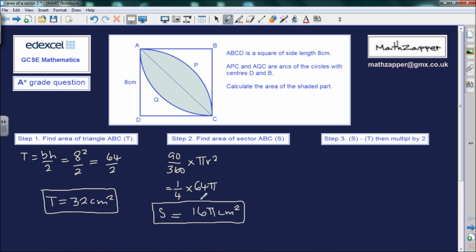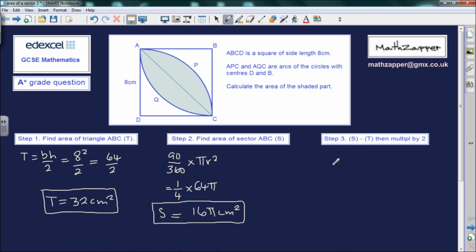In step 3, we have to subtract the first part, T, from the second part, S, and then multiply it by 2. The reason for that is in step 1 we found the area of this triangle. Step 2, we found the complete area of the sector. So if we take the triangle away from the sector, we're left with this part here. However, there are 2 of those that we need to find the answer to the problem, because it's this complete area which is made of 2 of these parts here. So the reason we're multiplying by 2 is for that.